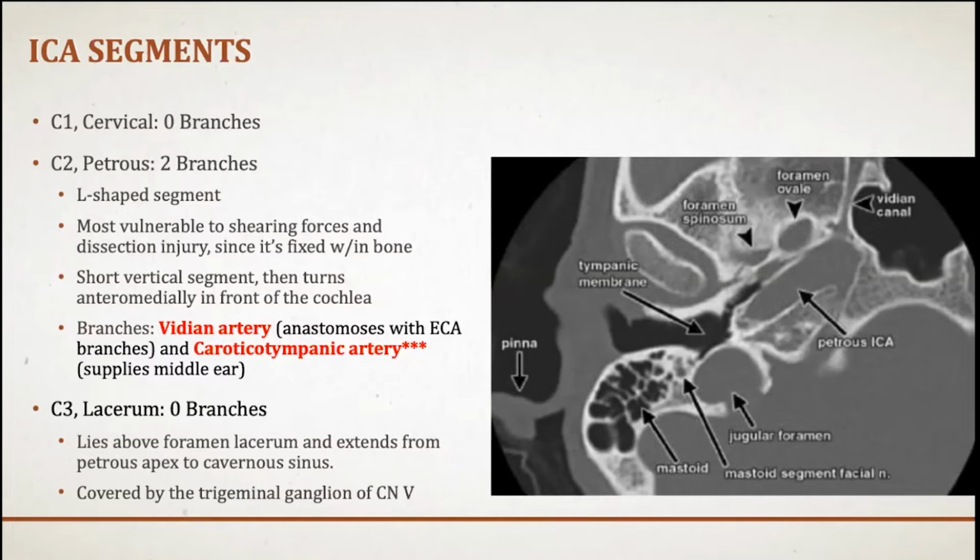The petrous segment is a short vertical segment that turns anteromedially and then goes in front of the cochlea. It has two branches, the Vidian artery and the caroticotympanic artery. These are just important branches to remember because eventually they may be involved in some pathology. And then the C3 segment is the lacerum segment that lies above the foramen lacerum, and it goes to the petrous apex to the cavernous sinus.